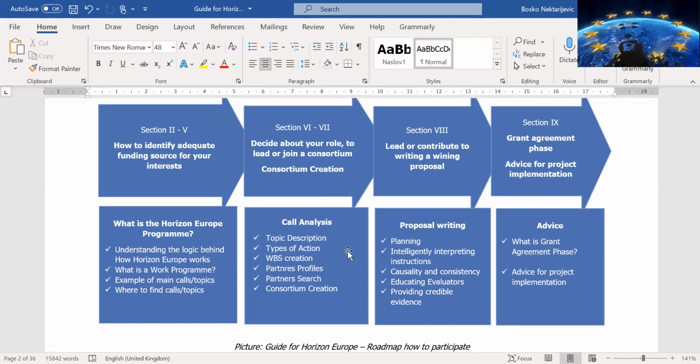Lastly, of course, provided you're successful, well, congratulations. That leads you to a grant agreement phase. So the last part of the webinar will be devoted to some advices for project implementation. First explaining what is the grant agreement phase, and of course some initial advices on how to start.